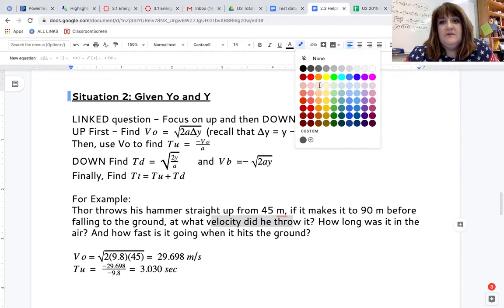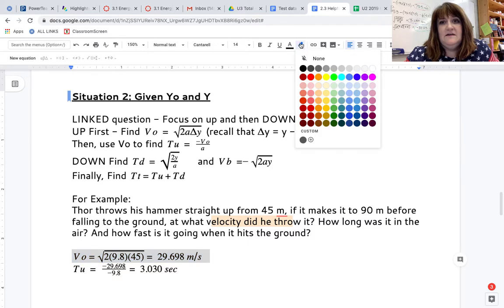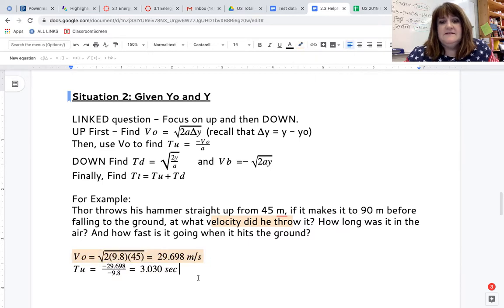Which, if we color code things again, that V naught, okay, is that kind of peach color. And then how long was it in the air? We can't do that one yet because we don't have a time down.